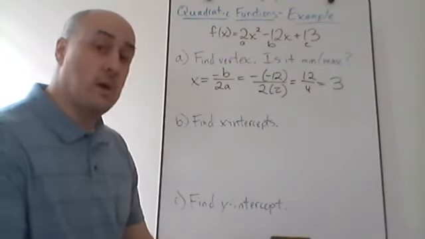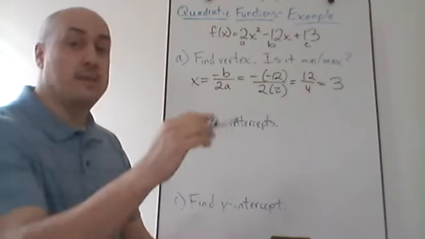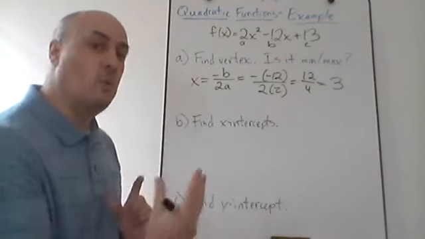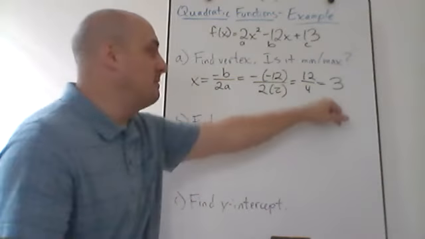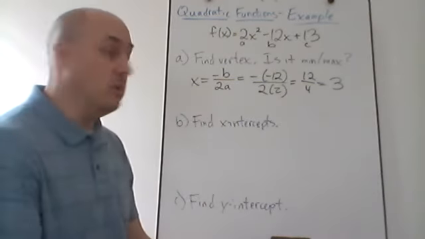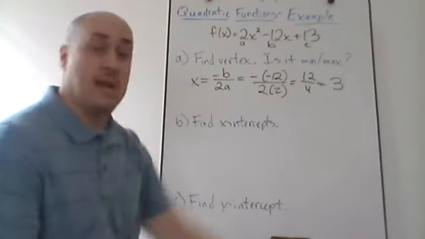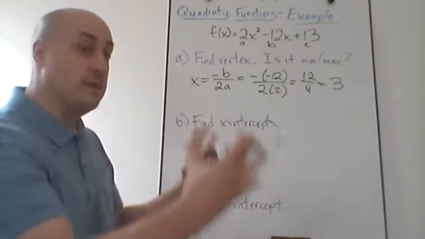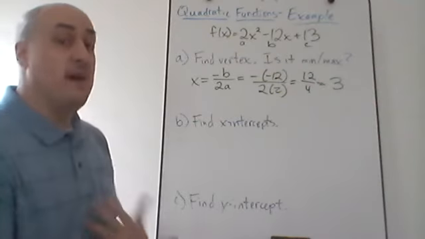Now, that's not the whole story, right? Because the vertex is a point on the graph, and every point on the graph has 2 coordinates, an x and a y-coordinate. All we did with this formula is find the x-coordinate of my vertex. So don't do this and say, okay, my vertex is 3. The vertex has to have an x and a y because it's a point on the coordinate plane. So how do I find the y-coordinate?